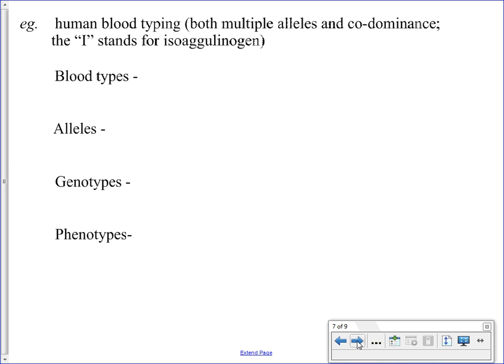You're probably aware from Biology 20, or maybe even before that, that there are four different basic blood types: blood type A, blood type B, blood type AB, and the last one, the most common one, blood type O. There are four different blood types, but there are three different alleles. The symbols come from a capital I and a lowercase i, which stands for isoagglutinogen.